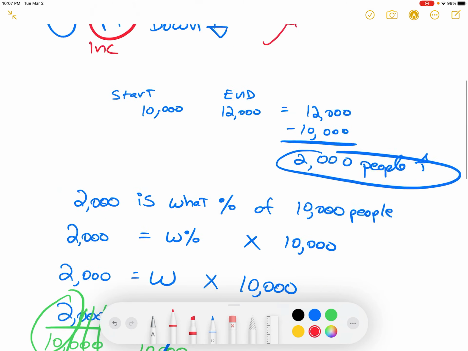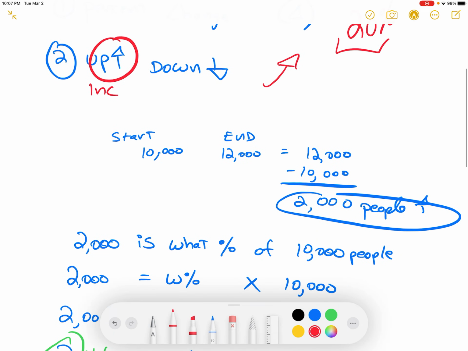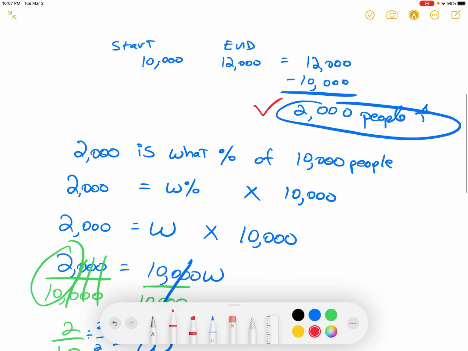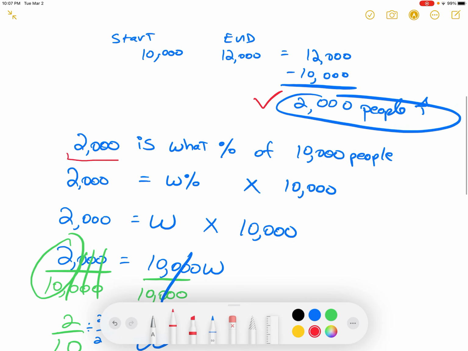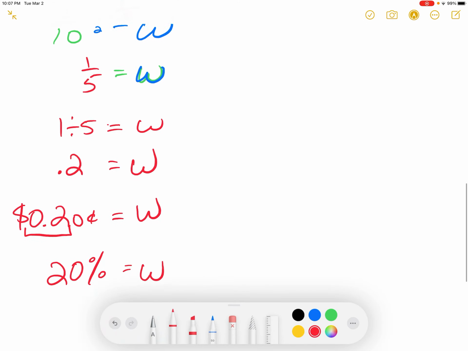How did we do that? Well, first we figured out what the difference was. The change was 2,000 people right here. Then we said, well, 2,000 is what percent of the original 10,000 people? And we figured out that was 20%.